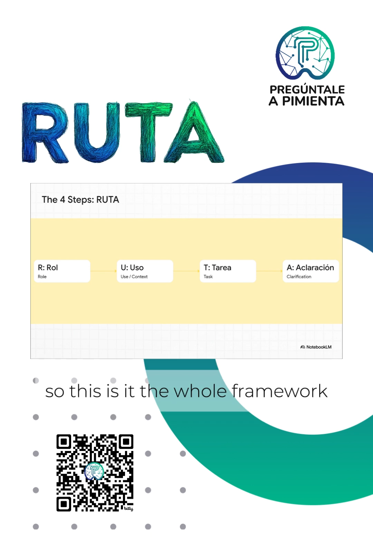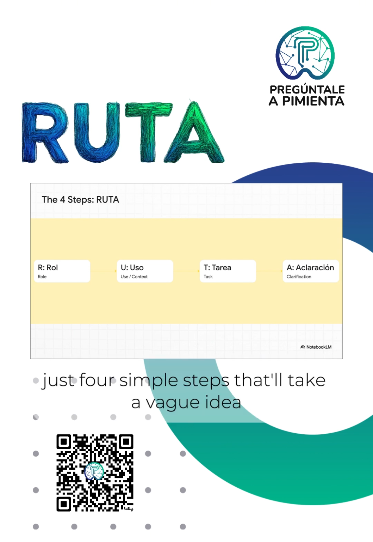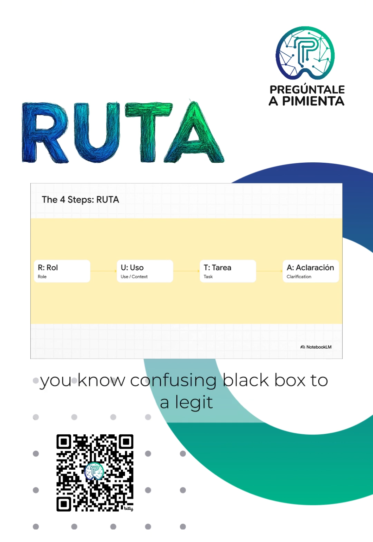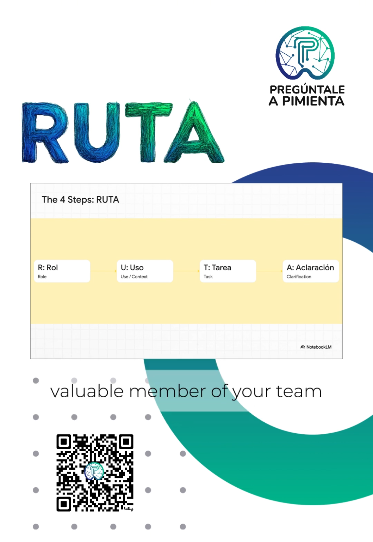So this is it, the whole framework. Just 4 simple steps that'll take a vague idea and turn it into a super precise instruction. This is what's going to take your AI from being this confusing black box to a legit, valuable member of your team. Let's break down each step.